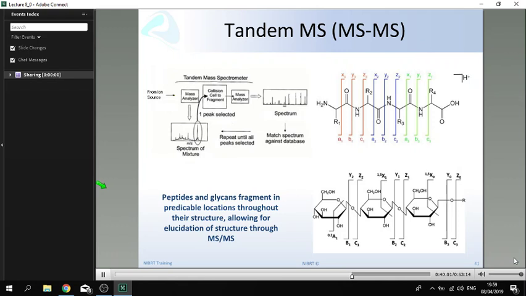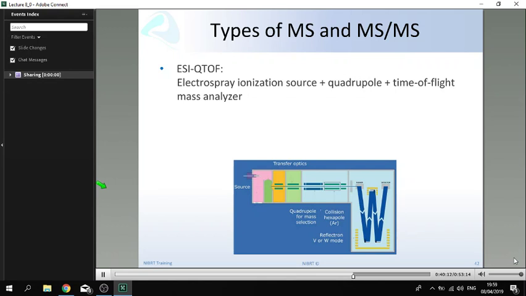Peptides and glycans will also fragment in predictable locations throughout their structure. So once we have all the peaks, we can elucidate their structure using MSMS and the database.